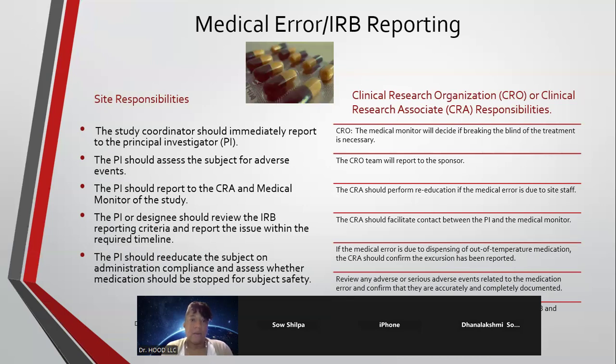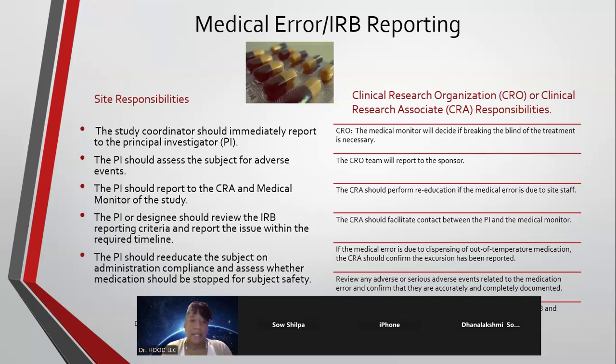So medical monitors are, I guess you could say, the experts dealing with this indication or the drug that are placed at the top of clinical trials. Some work for the CRO, the clinical research organization, and some work directly for the sponsor. Some clinical trials have both, and some may have one or the other. But the PI should get in contact with that medical monitor when we have medication errors.